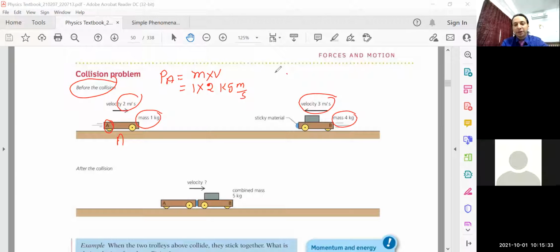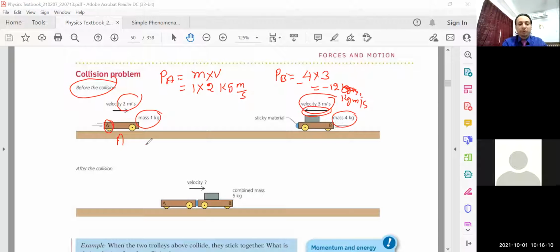Find out the momentum of the second object, that is PB, which is equal to mass 4 multiplied by velocity 3. And again, children, you need to put a negative sign here because the second object is going in what direction? See the sign of the arrow, it is pointing to the left hand side, so the motion is to the left. I will write minus sign here. Minus 12 kilogram meter per second is the unit.